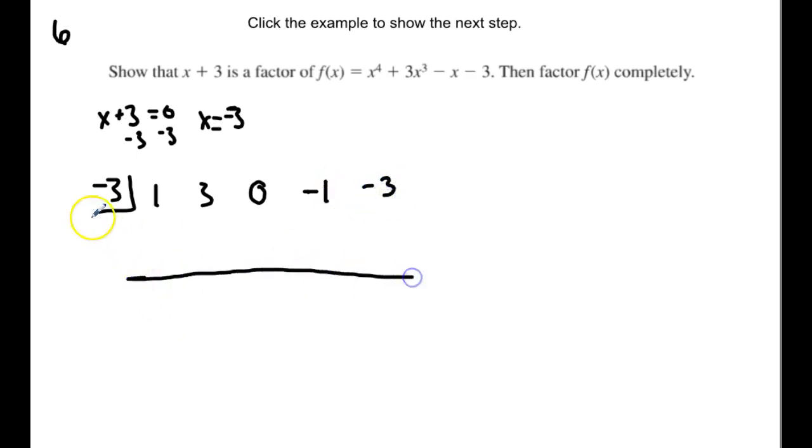So now let's go ahead and do my synthetic division. I bring down that 1. Negative 3 times 1 is negative 3. 3 plus a negative 3 is 0. Negative 3 times 0 is 0. 0 plus 0 is 0. Negative 3 times 0 is 0.